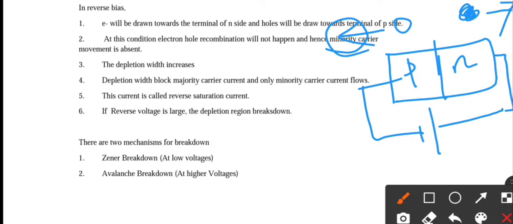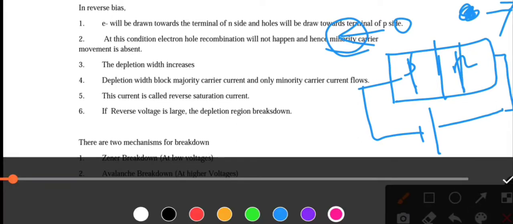The depletion width increases. So the width of the depletion region increases. The depletion region blocks majority carrier current, and only minority carrier current flows. Only current due to minority carriers will be present during reverse bias, and thus this current is known as reverse saturation current.